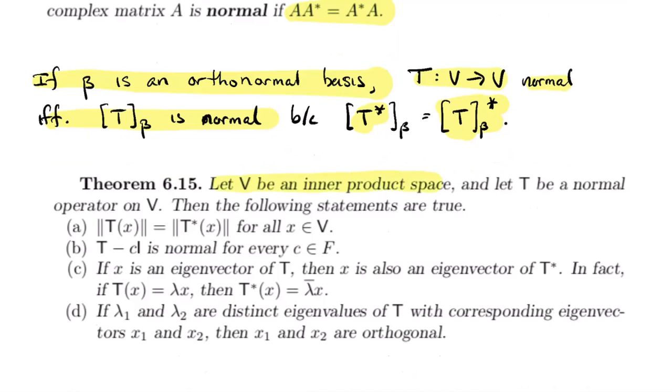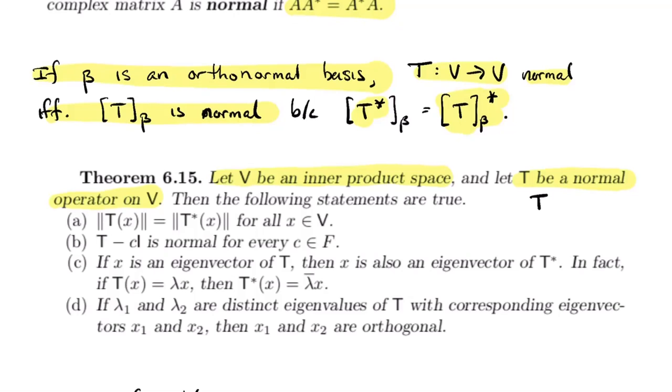So suppose we have an inner product space, finite dimensional. It's actually okay if it's not, but for our purposes, we'll assume it's finite dimensional. And suppose we have some normal operator on it. Let me just remind you, because the definition is brand new, that its composition with its adjoint is the same composing in either order. So this theorem has four parts. One says that T and T star have the same length for every vector. So the length of T of X and the length of T star of X is the same.